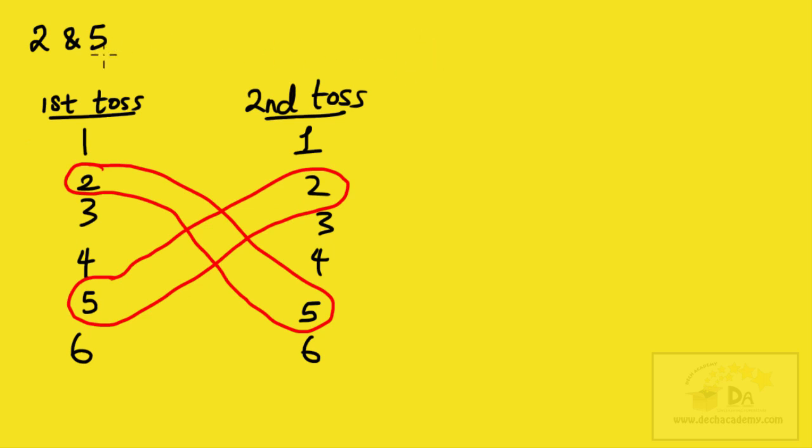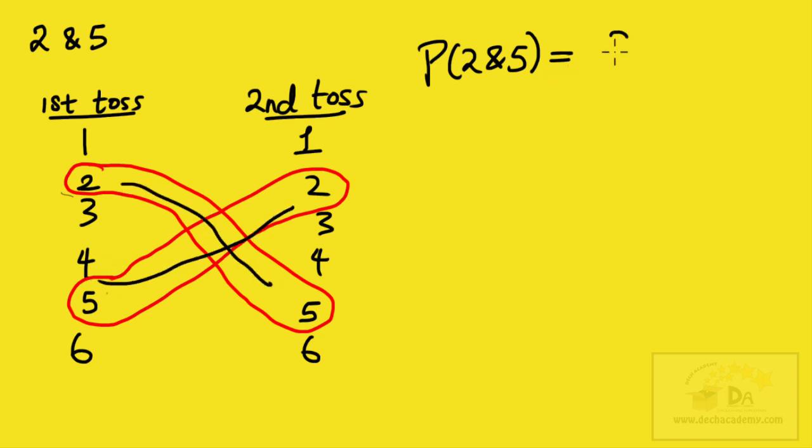So the probability of getting a 2 and a 5 in this case is simply equal to the number of ways you can get a 2 and a 5, which is 2 ways. This is one way, this is another way. So 2 ways divided by the total number of outcomes. Now, what are the total number of outcomes? Well, let's list them. In your first toss, if you get a 1, you can get any of these 6 outcomes for the second toss. So you can get 1 and 1. Let me list them.